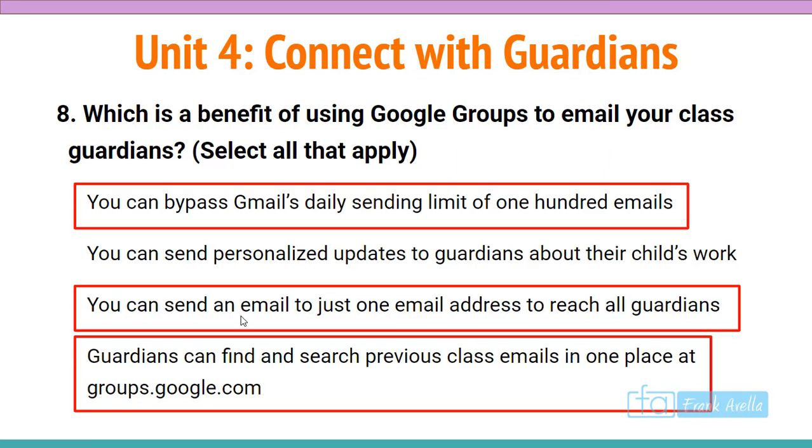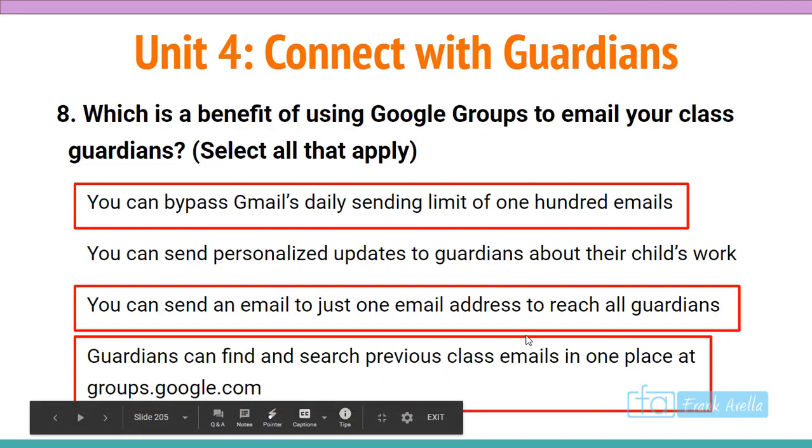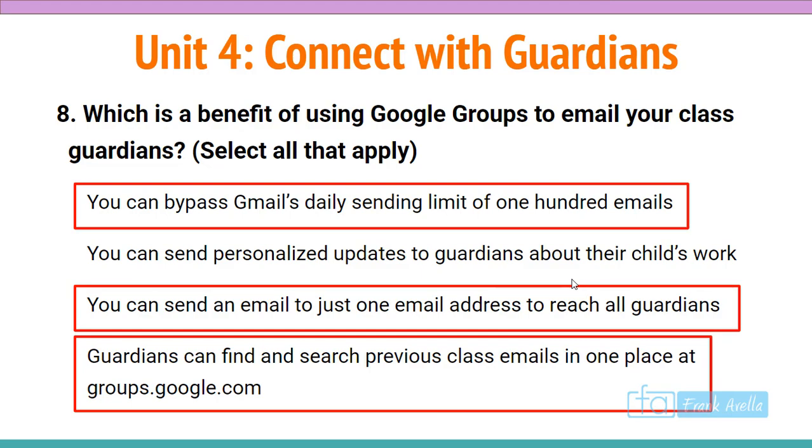Okay. All right. So which is a benefit of using Google Groups to email your class guardians? You can bypass Gmail's daily sending limit of 100. That's if you want to do that. You could send an email to just one email address and reach all guardians, right? So just one email address, and you can reach them all. You can do more than 100. Guardians can find and search previous class emails all in one place at groups.google.com. So using Google Groups, you know, there's a lot you can do here, right? So they can search previous class emails and it'll all be in one place.